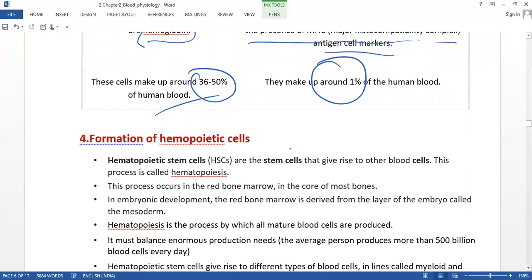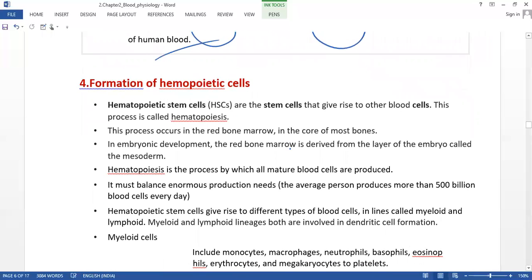The next concept is the formation of the hemopoietic cells. The hemopoietic stem cells are the stem cells that give rise to the other blood cells. That process is called hematopoiesis. This process occurs in the red bone marrow, that is in the core of most bones. And in the embryonic development, what does the red bone marrow do?